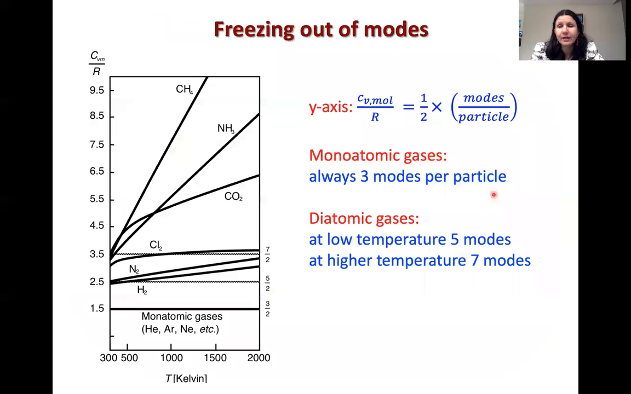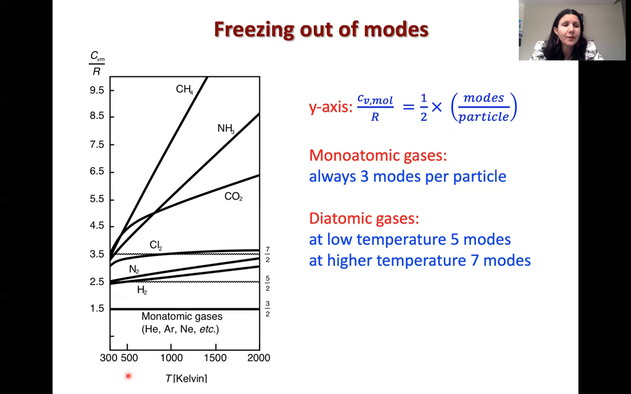So in a couple of slides, we'll look at some data. But before then, now that we have defined heat capacity, or specific heat to be exact, in terms of modes, I just wanted to look a little bit deeper into this freezing out of modes. What you see here, and you'll study this plot in quite some detail in DL, I just wanted to summarize a little bit here.